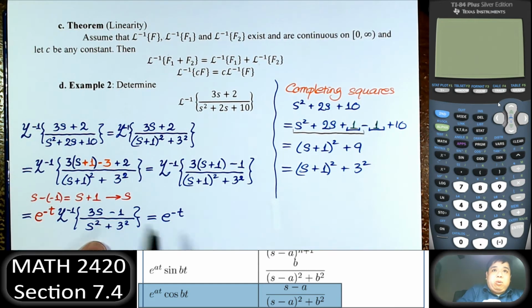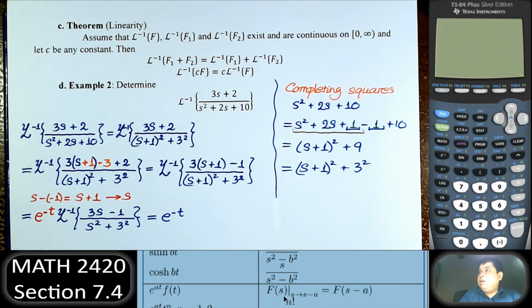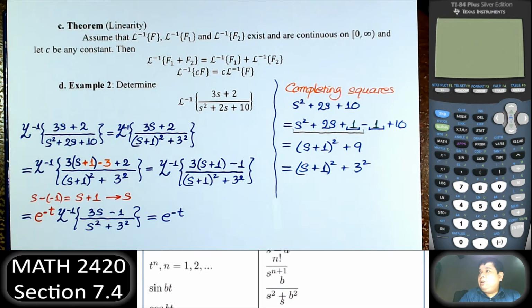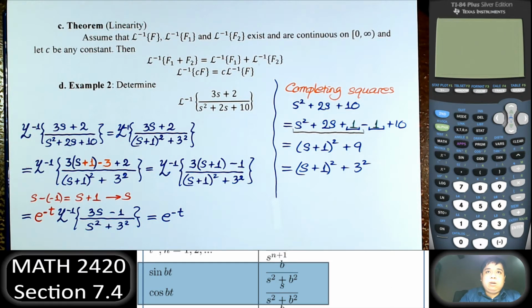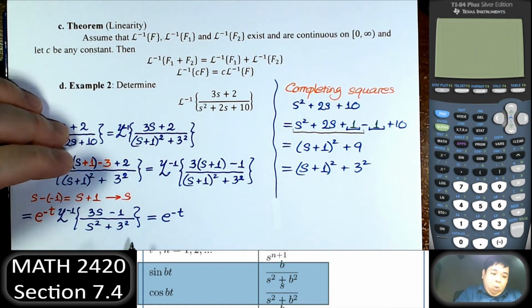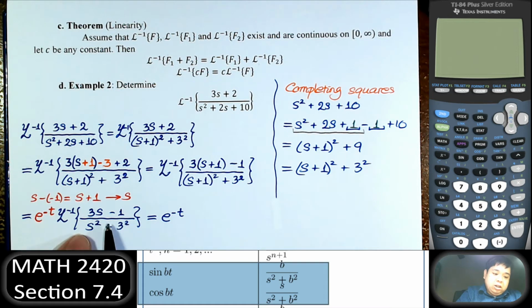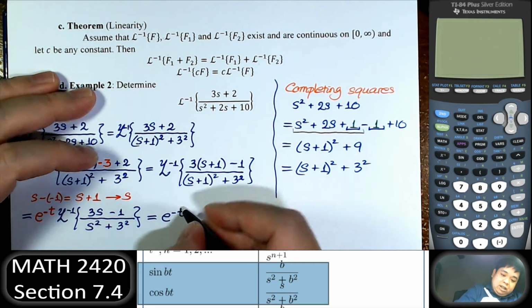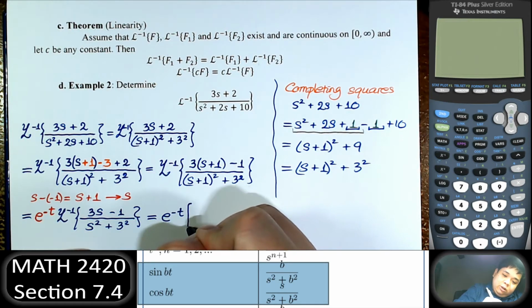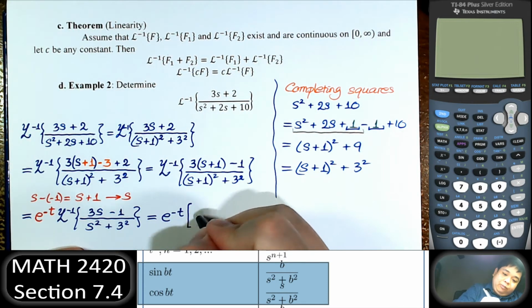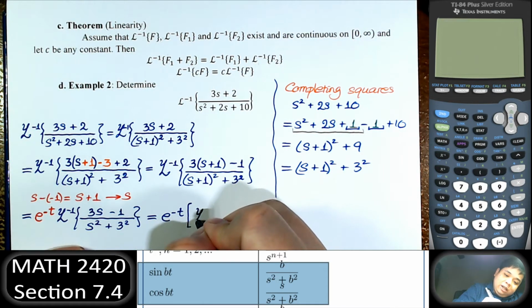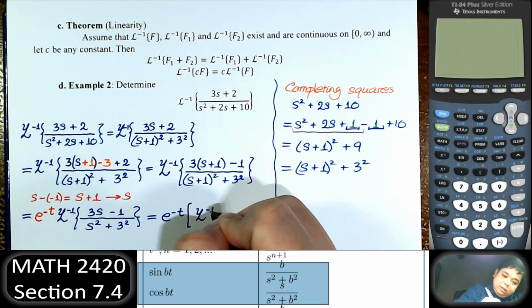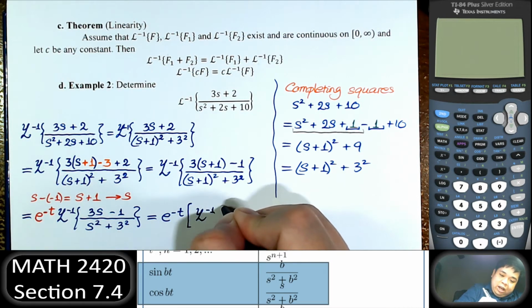Now for this one, remember we have the sine and cosine. Talking about these two: for one of them, the top is b, and for the other one, the top is s. So in this case, I have to split this in two, using the linearity here. So we split the 3s.